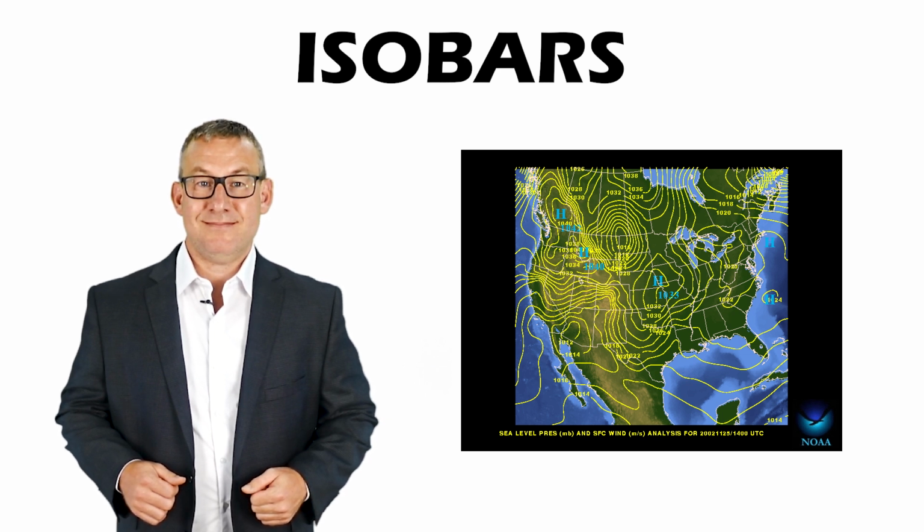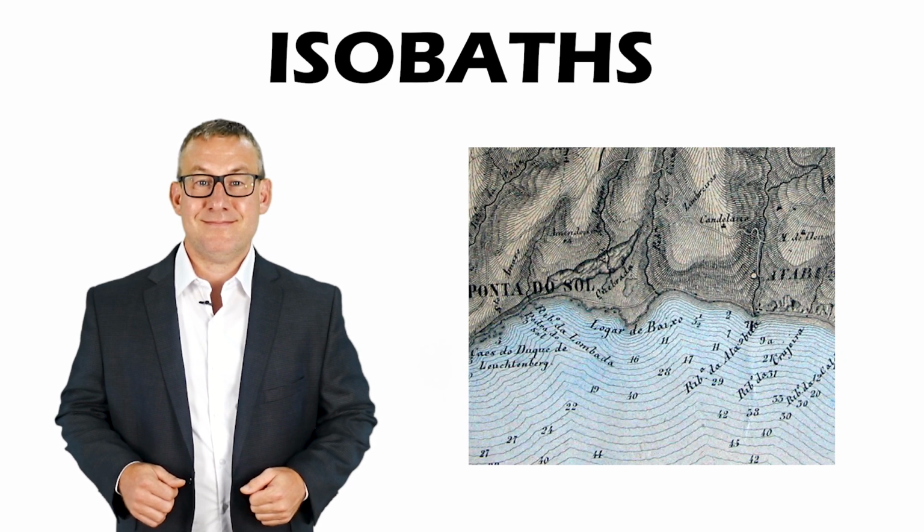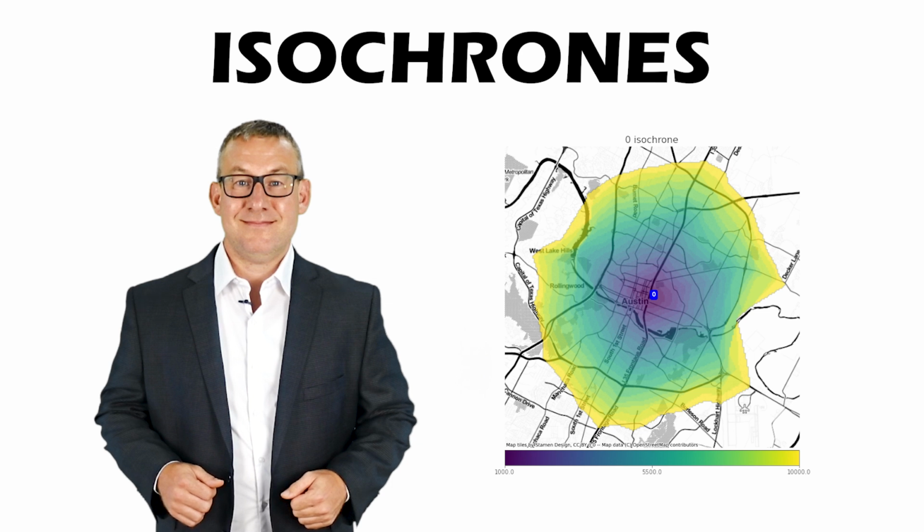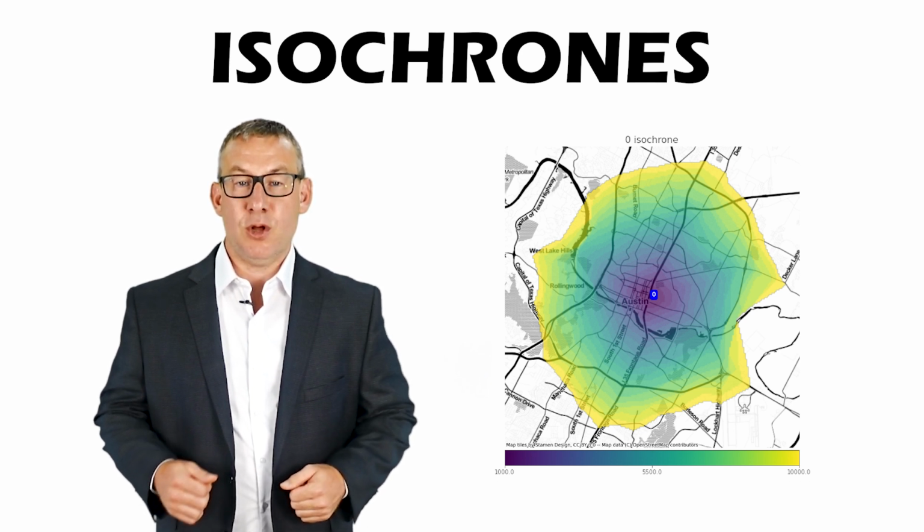Isobars. Isobars are lines of equal atmospheric pressure. Isobaths. Isobaths are lines of equal water depth. Isochrones. Isochrones are lines of equal time distance from a specific location.